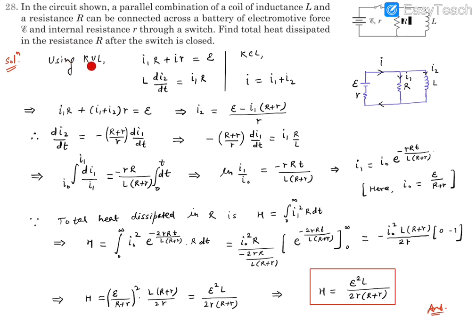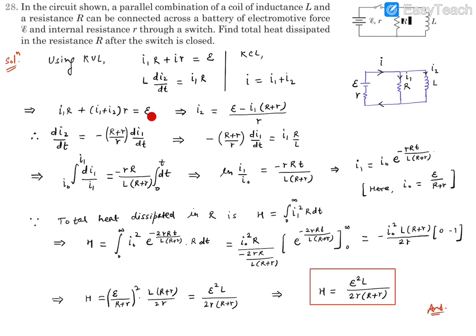We can use Kirchhoff's voltage law. We'll say I1R plus Ir is equal to E. So that's for this loop. And here you will find L di2/dt is equal to I1R, so the second KVL. At this junction, we can apply Kirchhoff's current law, which says I is equal to I1 plus I2, as simple as anything. Now we can use this I in this expression, so this will become I1R plus (I1 plus I2)r is equal to E.